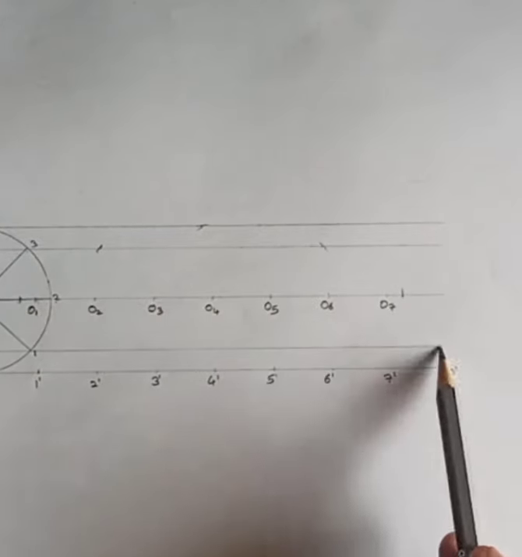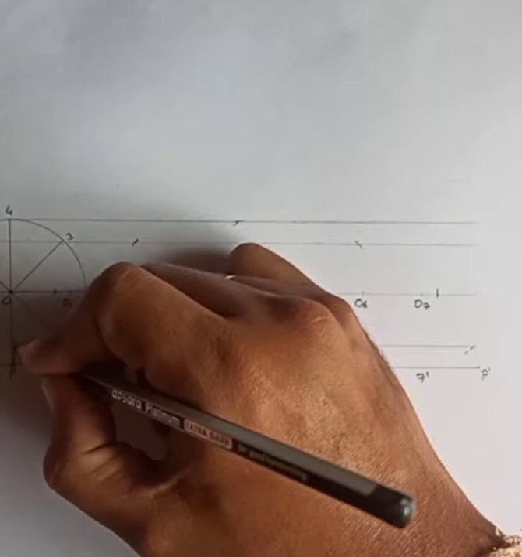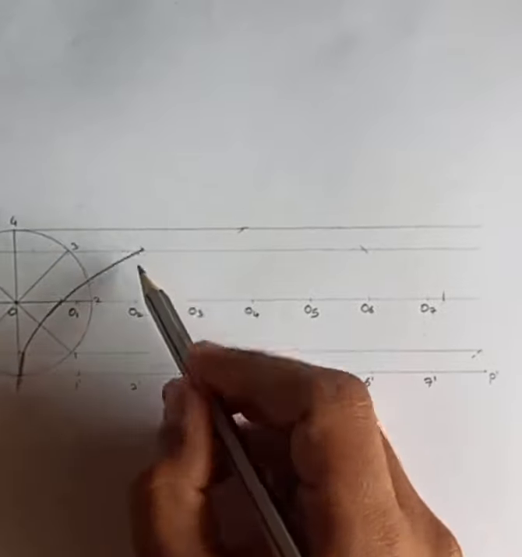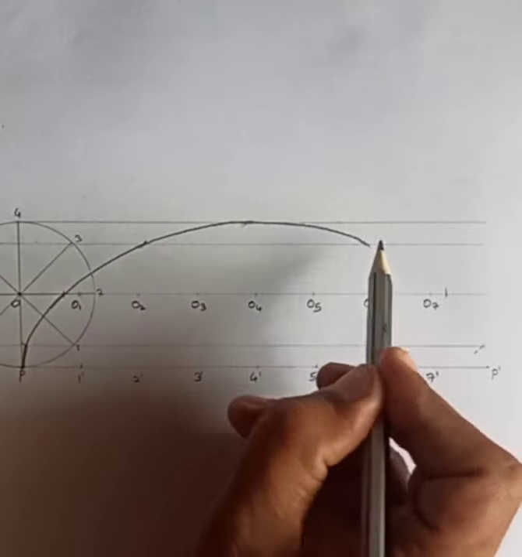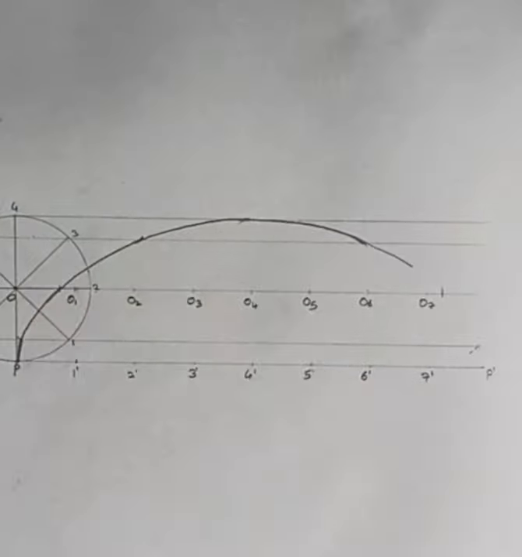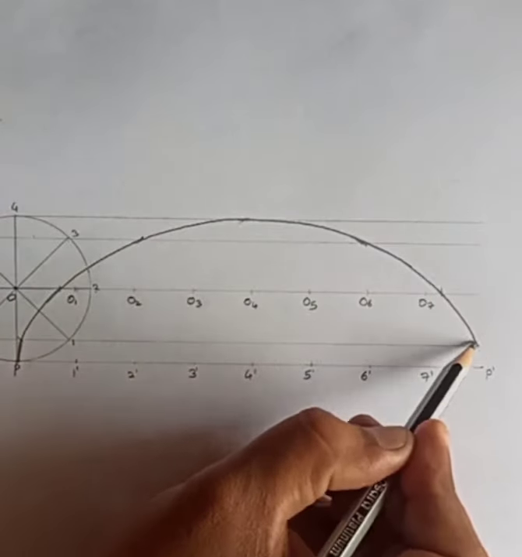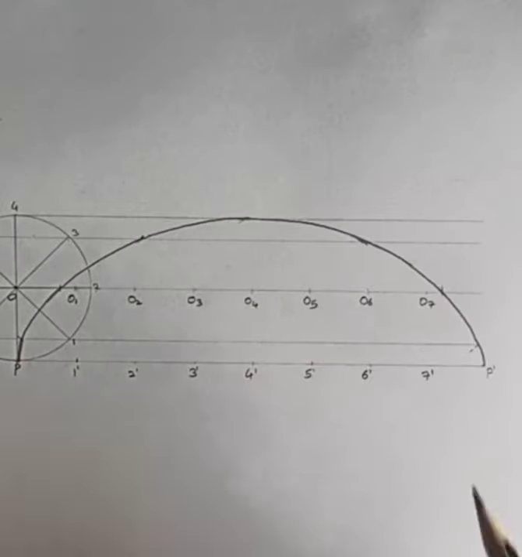the right side. After getting the cutting points, finally P and P dash have to be connected with the cutting points. Thus, the cycloid of the given circle has been found out for one revolution.